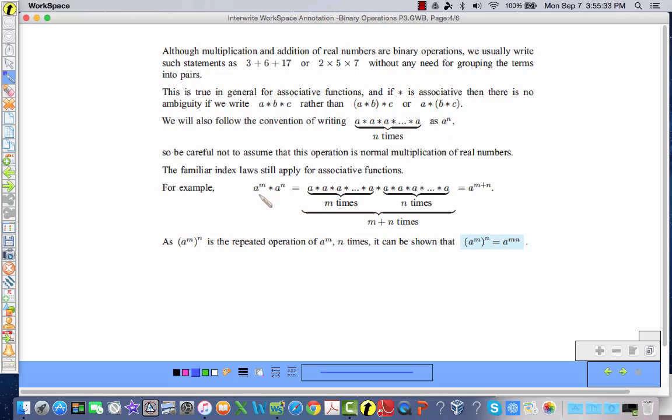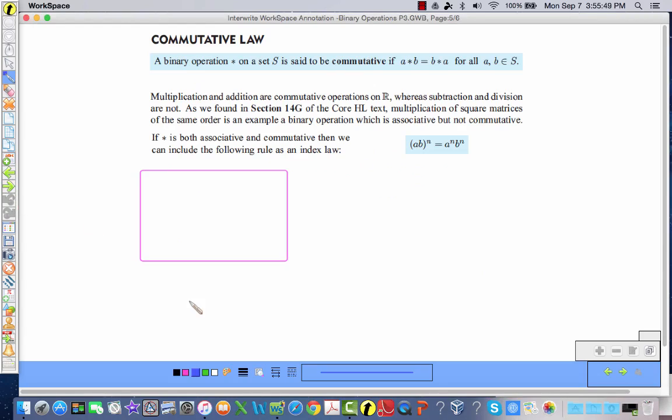Furthermore, just like with the multiplication symbol, the operation like this we can write as a to the n, and in fact if we have a to the m star a to the n, it's equal to a to the m plus n, and furthermore a to the m to the n can be written as a to the mn, just like we are used to. Okay, so just wanted to specify that.